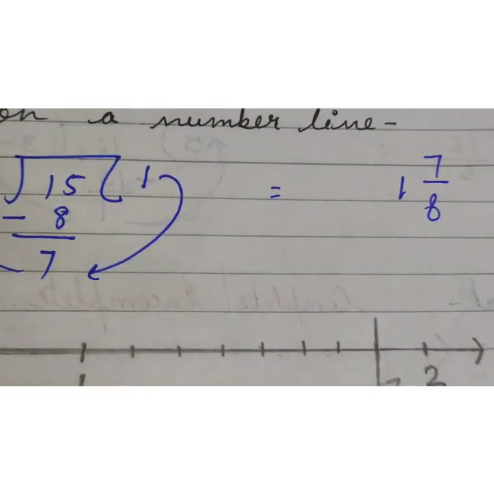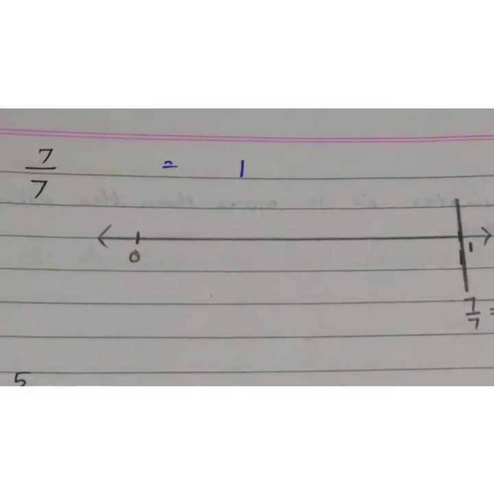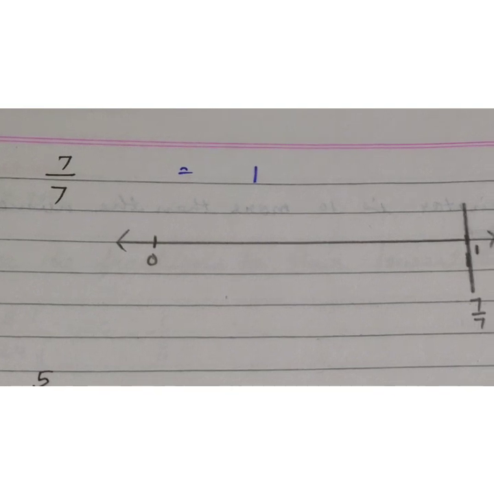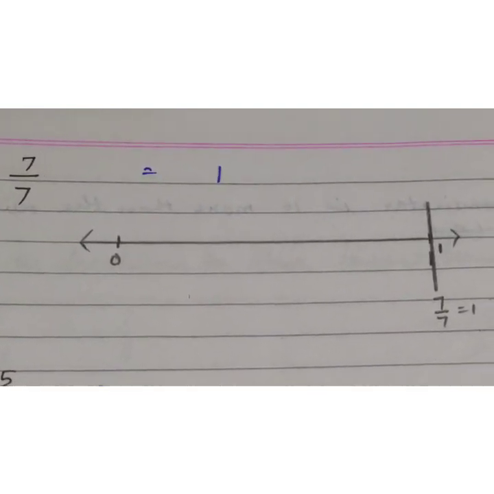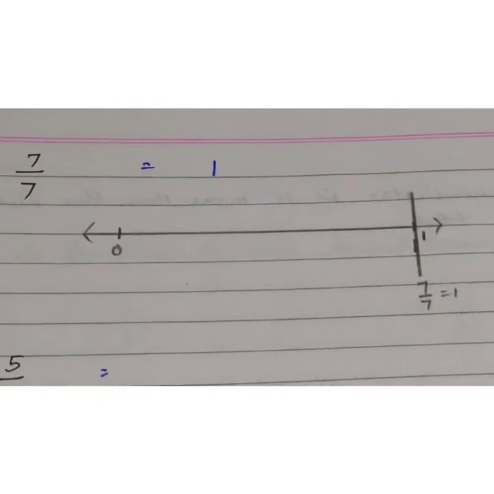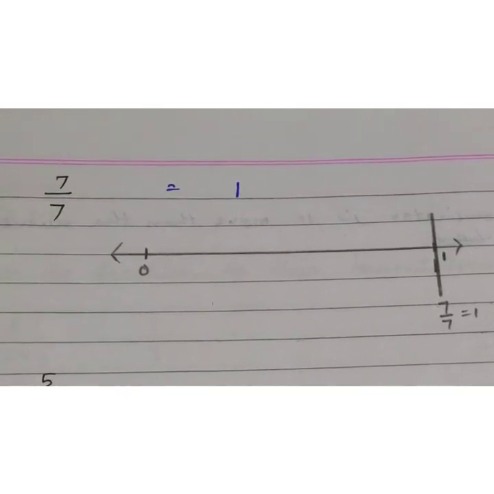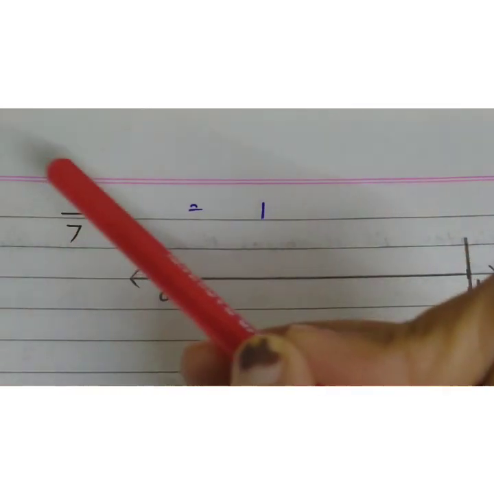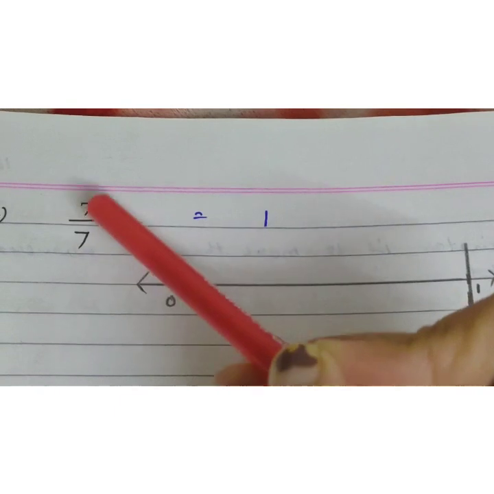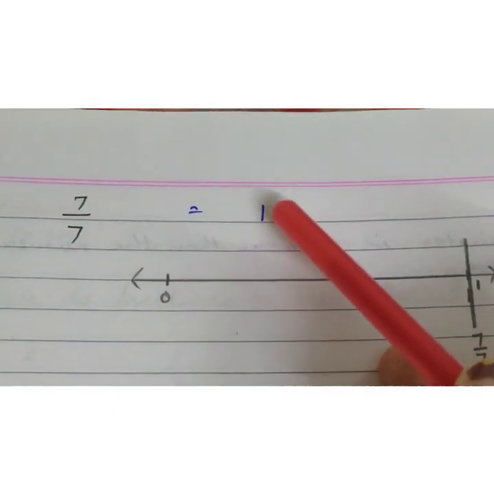Okay, C part, you can see, kids, 7 upon 7. What you have to do: 7 upon 7, you all know, is 1. When you reduce them, 7 ones are 7, and when you divide 7 by 7 you get the quotient 1.